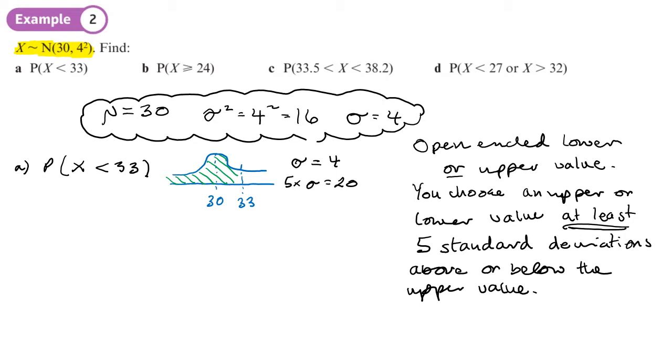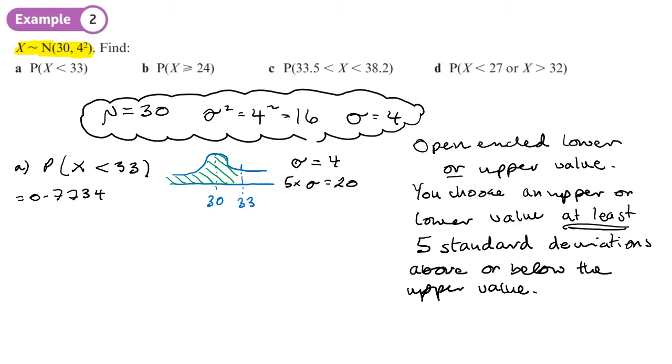So I'm going to choose a lower value of 0, an upper value of 33, standard deviation of 4, and a mean of 30. And if I do that, press equals twice, and I get to 4 decimal places 0.7734.